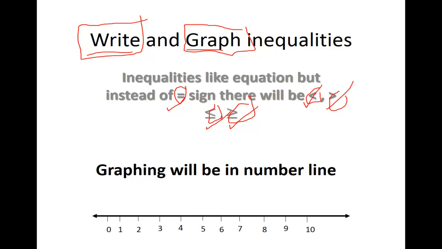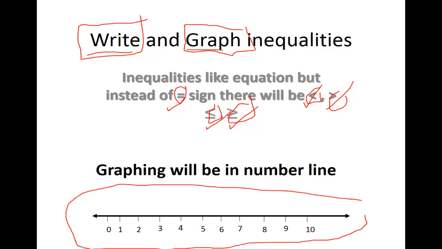Graphing means we have a number line. We know the meaning of number line from the second quarter. A number line has 0 in the middle, positive numbers on the right and negative numbers on the left side of the number line. But today we're gonna graph inequalities only on the positive side, on the positive numbers only.